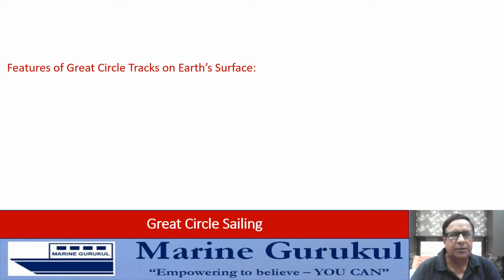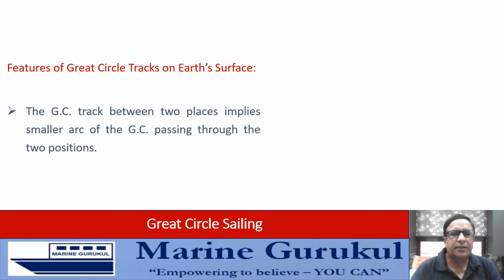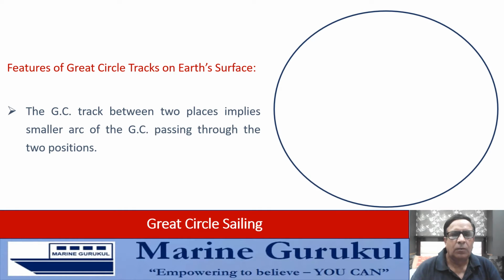Now let us take this great circle concept that we have learned onto the surface of the earth, and let us review or discuss the features of great circle tracks on the surface of the earth. The great circle track between 2 places implies, if we have 2 places on the surface of the earth and we are talking of GC track between them, we are talking of the smaller arc of the great circle passing through the 2 positions. What does it mean? You can see in the diagram, we have the surface of the earth, we have the 2 poles, north pole and south pole, equator also showing up. Then you have position A, then you have position B on the surface of the earth.